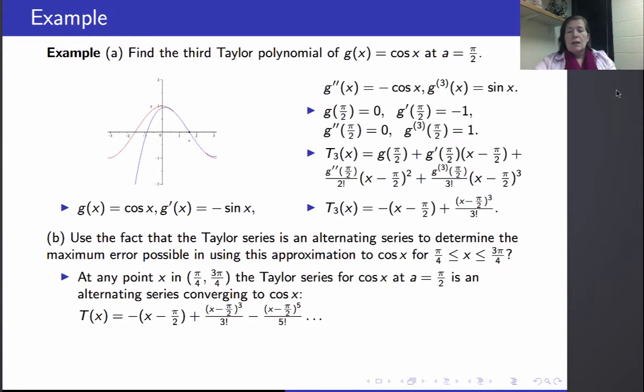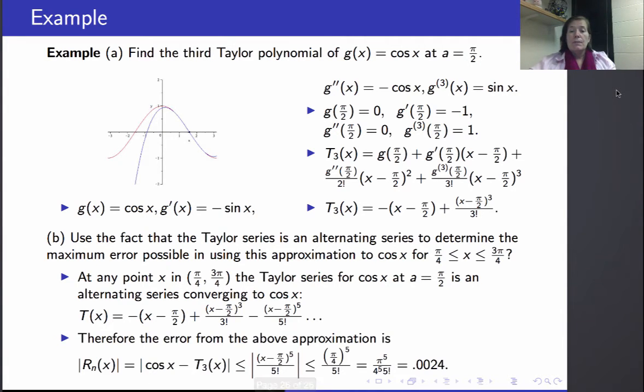So for any point in the interval pi over 4 to 3 pi over 4, notice this is an interval centered at pi over 2, the Taylor series for cosine of x at a equals pi over 2 is an alternating series. And of course this alternating series converges to cosine of x for any given x in that interval. The error is the absolute value of the remainder, which is the absolute value of the sum of the series minus this third degree Taylor polynomial. It must be less than or equal to the absolute value of the next term in the series.